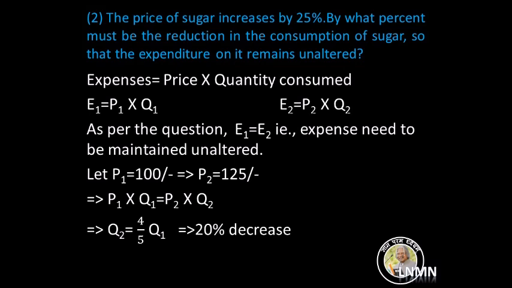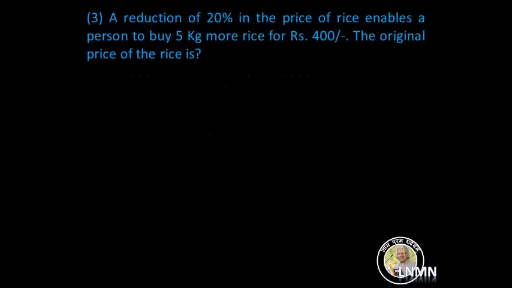Sir, how did you get 20%? Okay, I will tell you that. 4 by 5 means what? 0.8 or 80%. 80% is how much less than 100%? 20. That's what I'm saying. A 20% decrease in the consumption of sugar should be maintained so that the expenditure on it remains unaltered even though the price has increased by 25%. Let's move on to the second question.